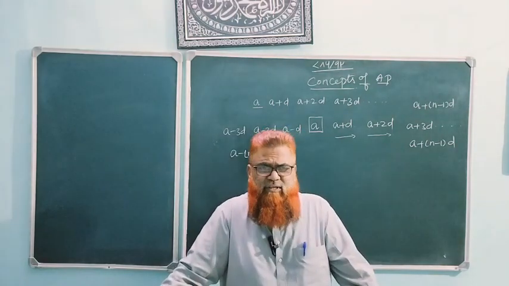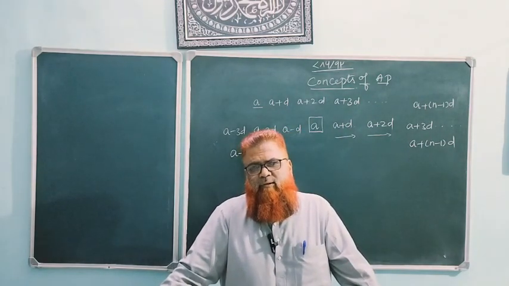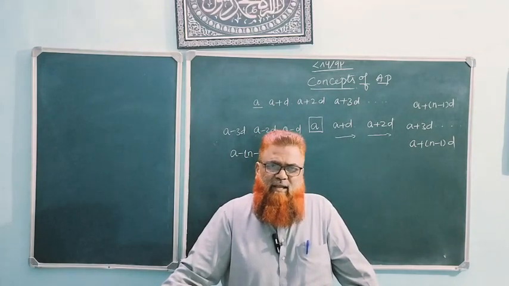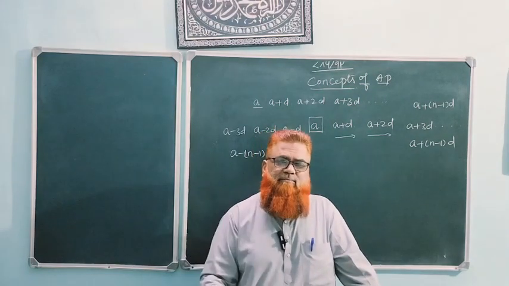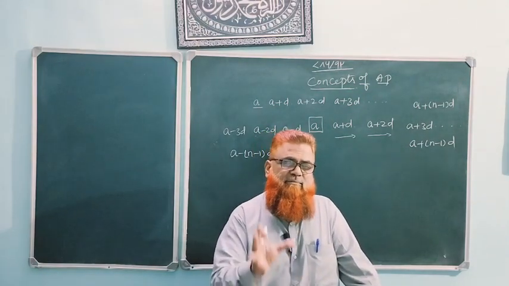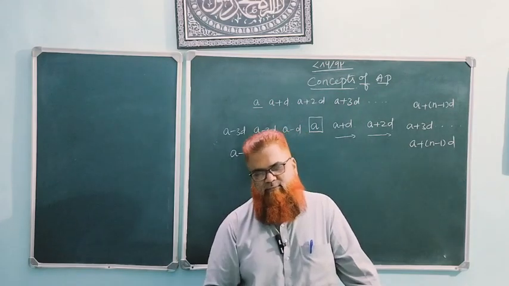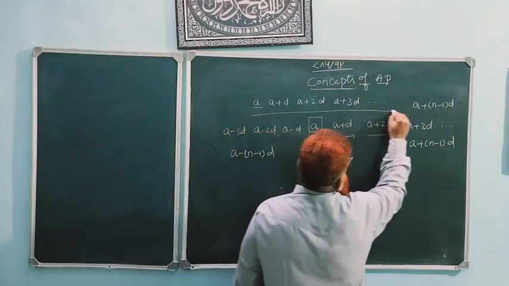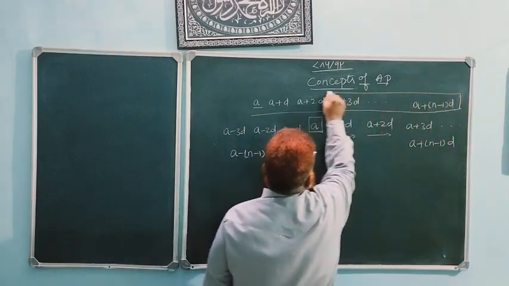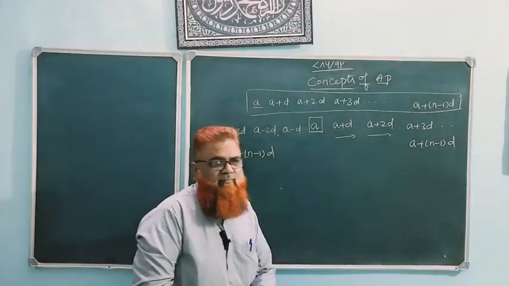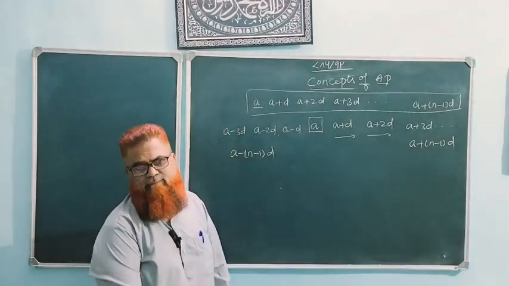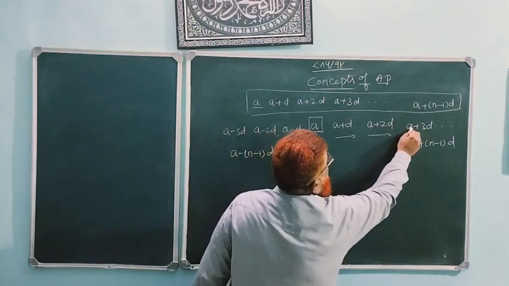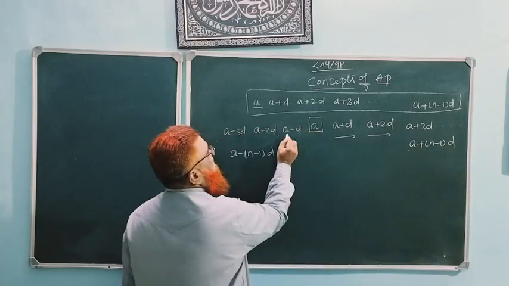Hardly can we find this in any syllabus textbook, but I feel it is very important. I feel it is necessary that all the students be made to understand it. Usually our students are only made to know the other form, but actually this is the correct way: A plus D, A plus 2D, A plus 3D, A plus n minus 1 into D.